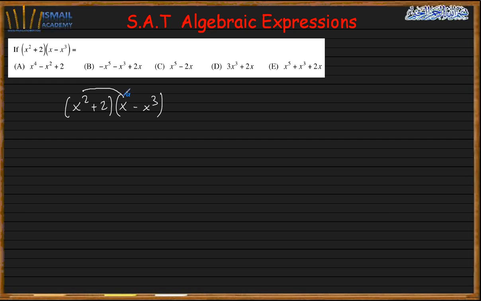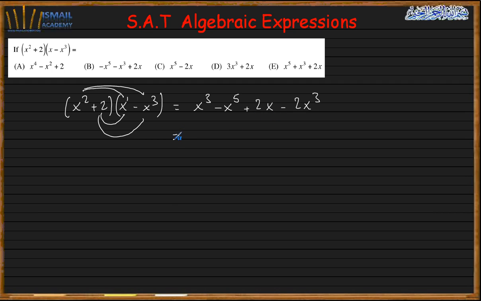So I distribute x squared. So here is going to be x cubed minus x to the 5. So the same base, I just add the exponents. This is exponent 1. And here again, I will have 2 times x, and so it's going to be 2 times x minus 2x cubed.